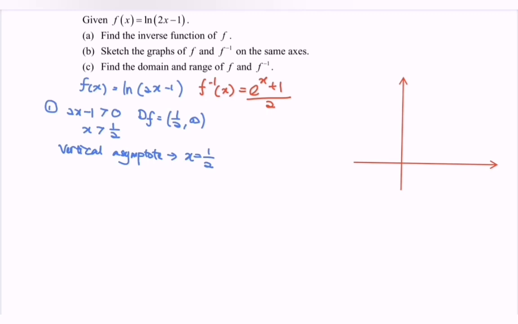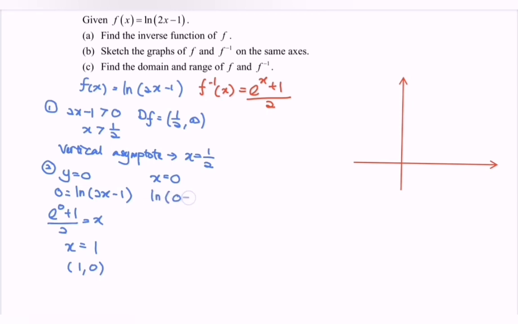Next is to find the intercept. When y is equal to 0, kindly substitute 0 is equal to ln(2x - 1). So e to the power of 0 plus 1, over 2, is equal to x. So x will be equal to 1. So the point would be (1, 0). Continue. When x is equal to 0, kindly substitute ln(0 - 1), where we have no solution or undefined. So meaning that there is no y-intercept.